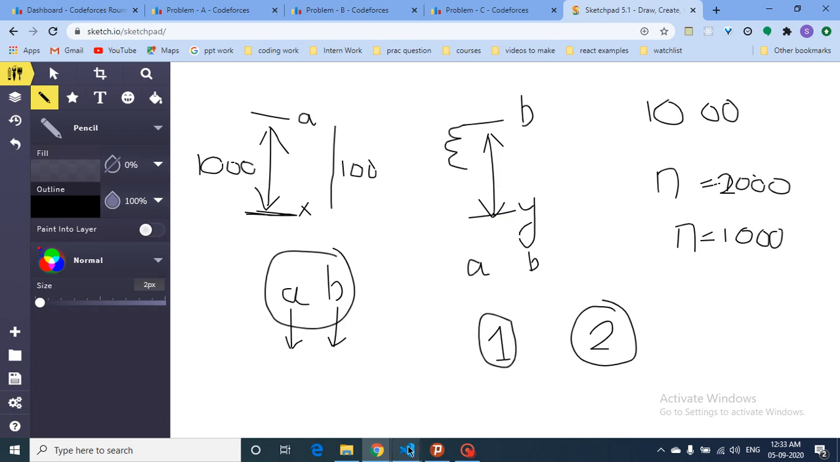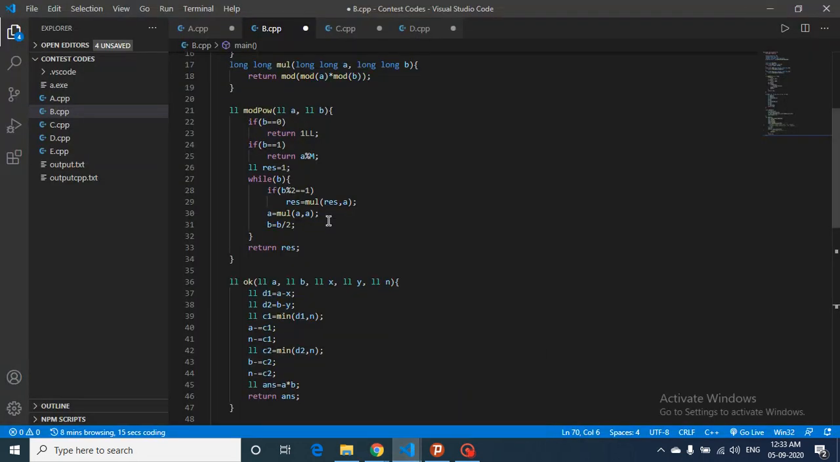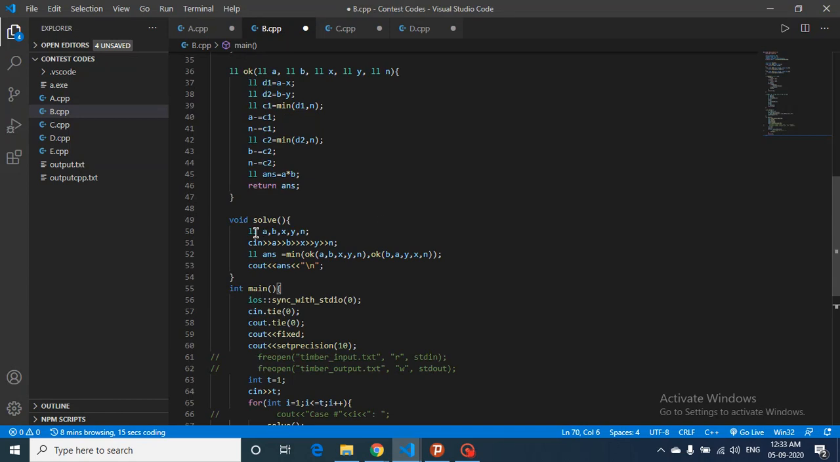Now let's move on to the code part to make it even more clear how the implementation is going. So take the input of a, b, x, y and n, and I have two cases. I have to find out the minimum among both of these cases. This is the OK function, in which I have sent a, b, x, y and n, and just reverse the case, which is b, a, y, x and n.